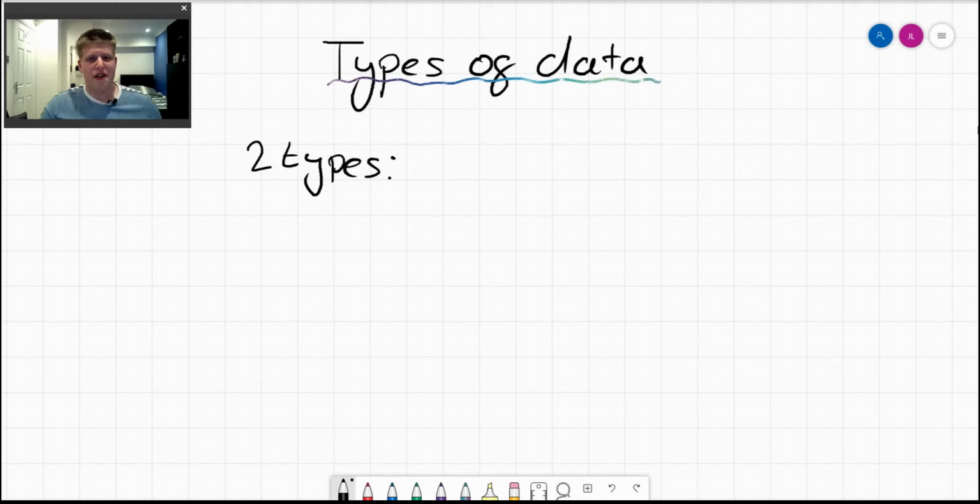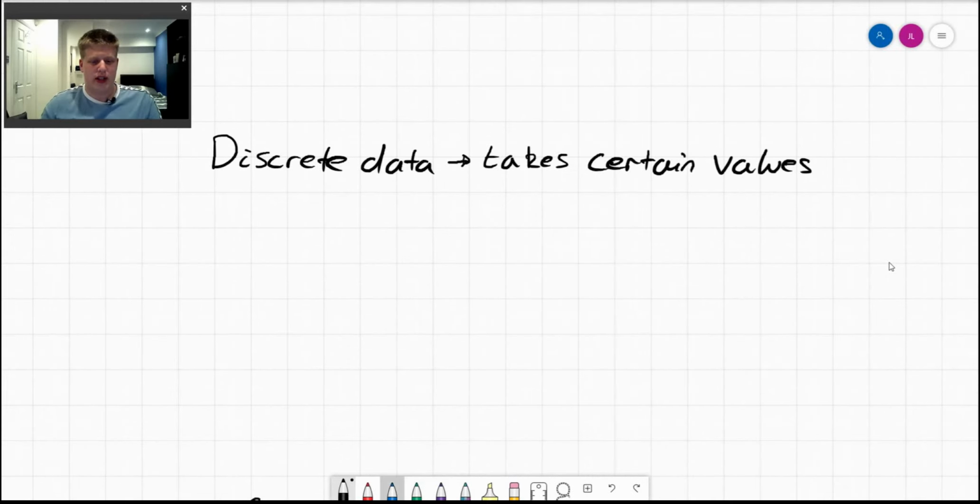Let's talk about the different types of data. There are two types of data that you need to know about. The first one is called discrete data, and the second one you need to know about is continuous data. We're going to look at each one in a bit more detail now. Let's start with discrete data.